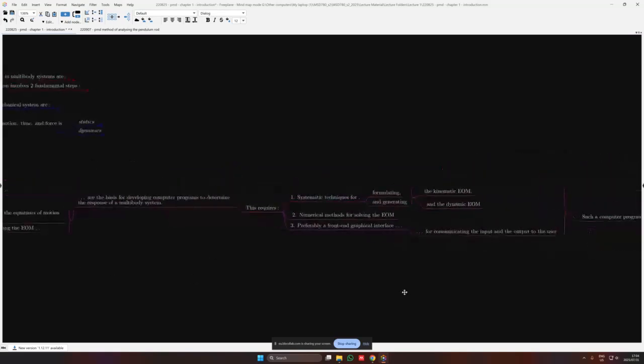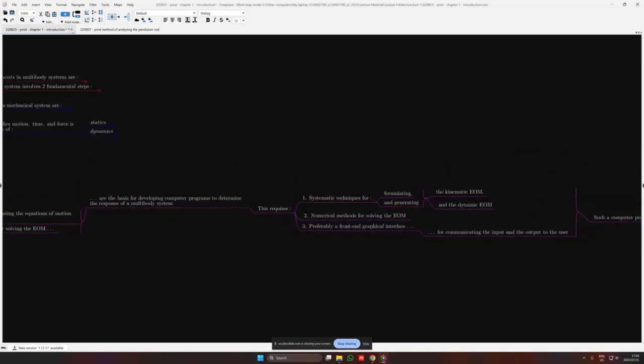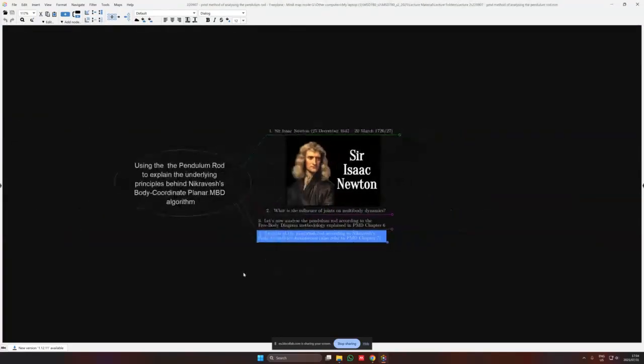All right, so that was just a brief review of what we looked at in our introduction lecture. So I'm just going to close that. And today we are going to jump into the second study theme. It's essentially focused around using the pendulum rod to explain all of the underlying principles that we're going to look at in Nikravesh's PMD textbook, specifically from a body coordinate perspective.